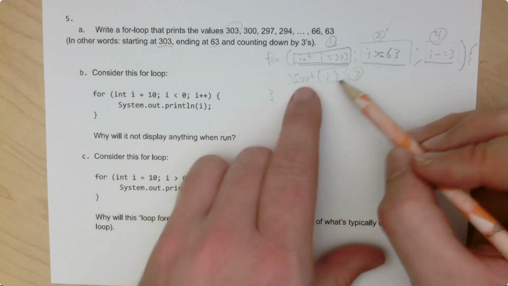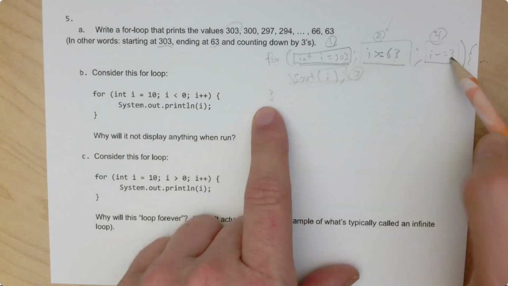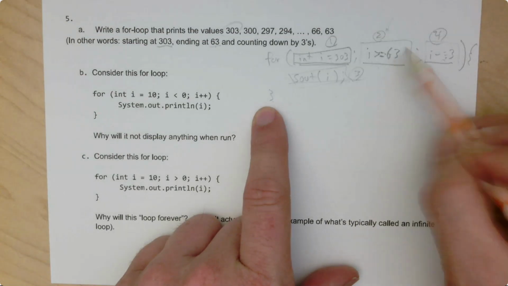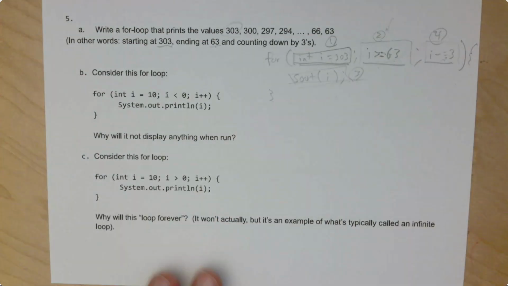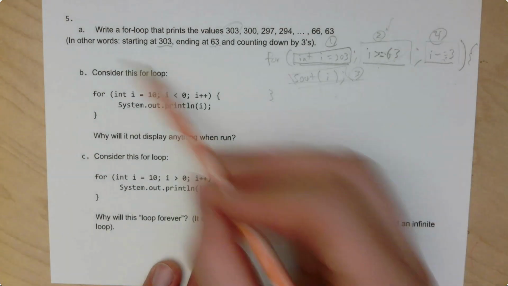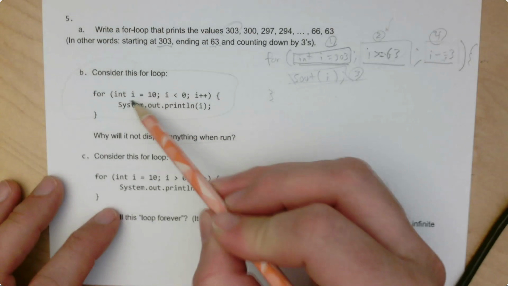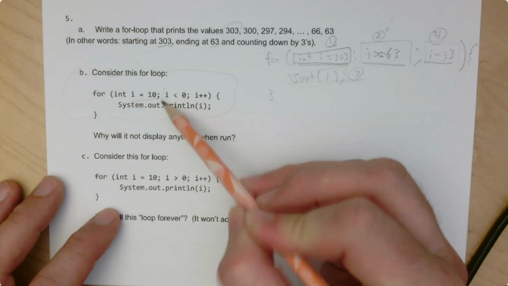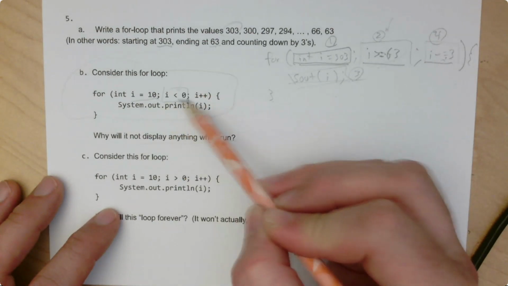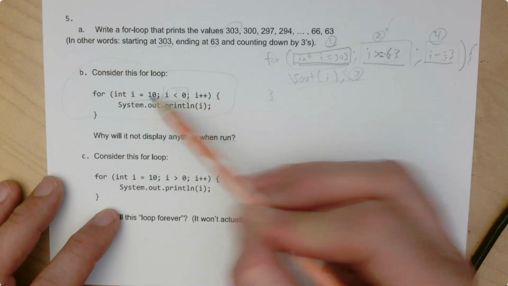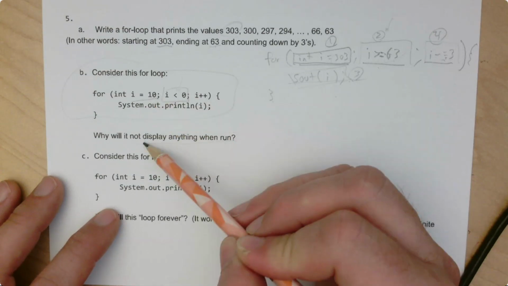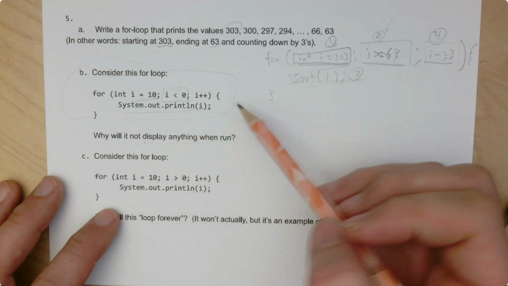If it's valid, we execute the loop body again, and so on. So we keep going in this order until eventually this is false, and then we exit. Okay, so consider this loop. Why will it not display anything? Well, we initialize I to 0, and then we say, is it true that I is smaller than 0? And the answer is no, because I equals 10. And so we exit right away, and it never runs the loop body even once.